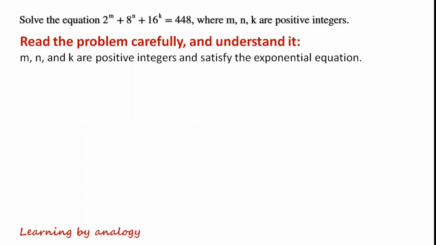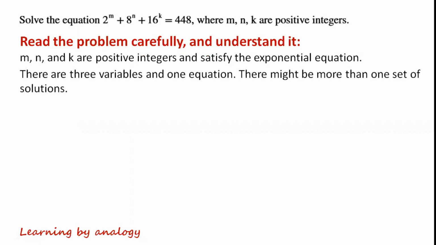n and k are positive integers and satisfy the exponential equation. There are 3 variables and 1 equation. There might be more than one set of solutions.